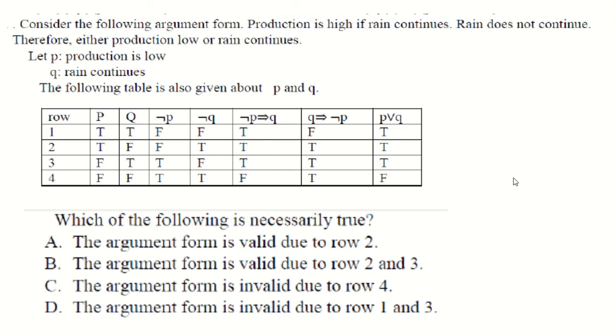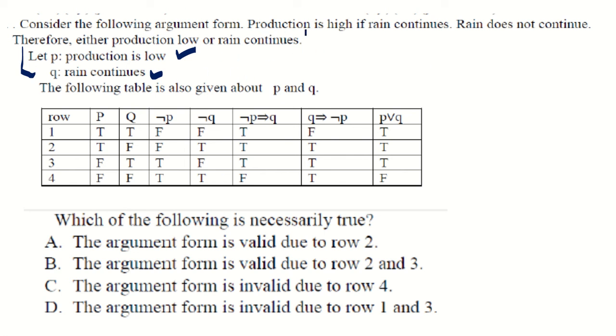Okay, the next statement. Again it says, consider the following argument: production is high if rain continues, and rain doesn't continue, therefore either production low or rain continues. First of all, let's identify the let part. Let P be production low. This is statement P. And Q, rain continues. So this is a logical statement, either valid or invalid, that's the argument.